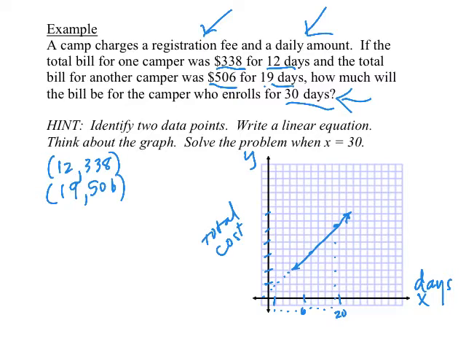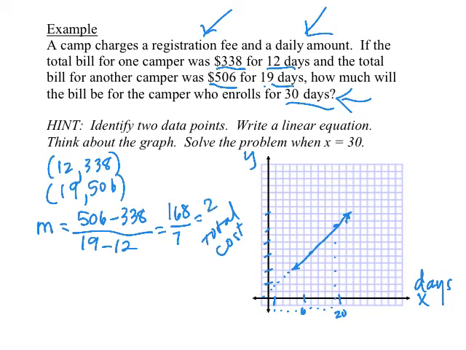All right, let's write the equation. So first thing I have to do is find my slope. y2 minus y1 over x2 minus x1. I chose the bigger point to subtract the smaller point, so I'd say positive. So we end up with 168 over 19 minus 12 is 7, which, take out your calculator, is 24. My slope is 24. Slope is the daily amount.